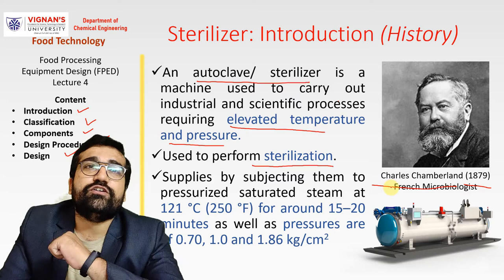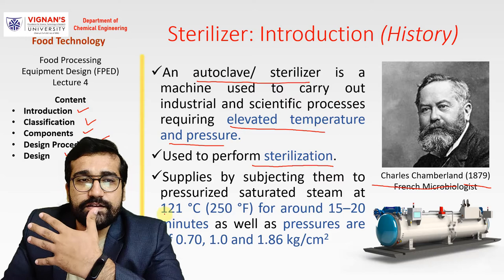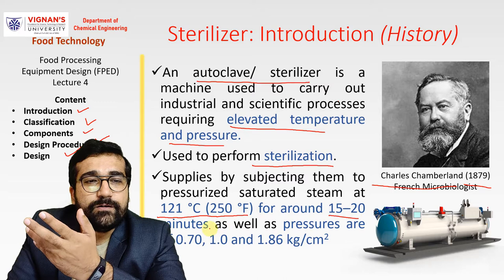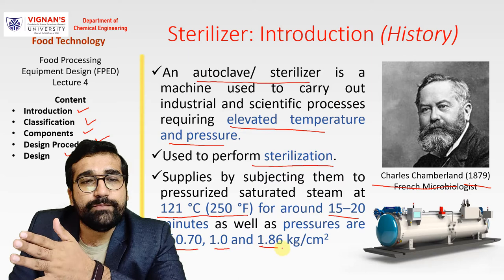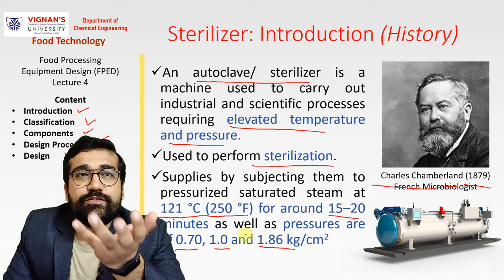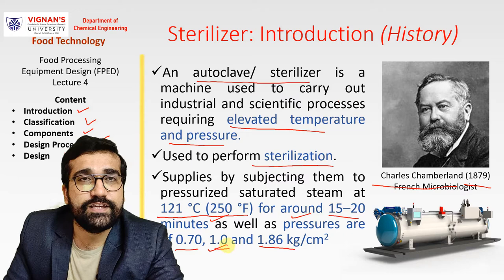So what we do in a sterilizer or autoclave, we try to achieve very high temperature and pressures. For example, a typical temperature and pressure is 121 degrees Celsius for 15 to 20 minutes, at a pressure of either 0.1, 0.7, 1 or 1.86 kg per centimeter square. In these conditions, we presume all the microorganisms are killed in this process. This is a typical temperature and pressure combination we generally use in the food industry.